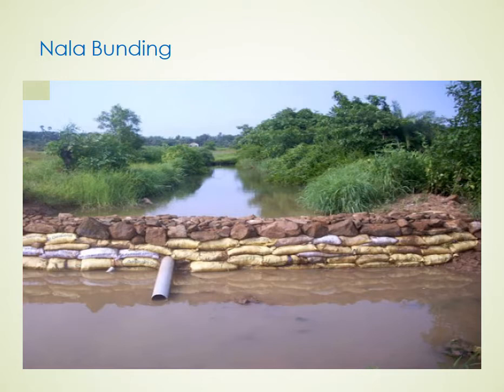Today we will talk about Nala bunding. These photographs show the Nala bunding works, how the nalas are constructed across the stream flow. The purpose is to intercept or store the runoff water at the upstream side of the nalas. So suitable bunds are constructed across the nalas. Here the purpose is to intercept the runoff or to reduce the velocity of runoff and to store the water at the upstream side. So water will have enough opportunity to percolate downward or increase the groundwater recharge.